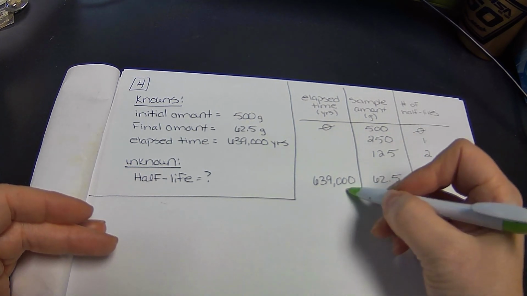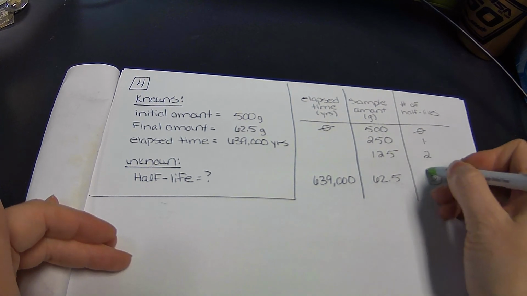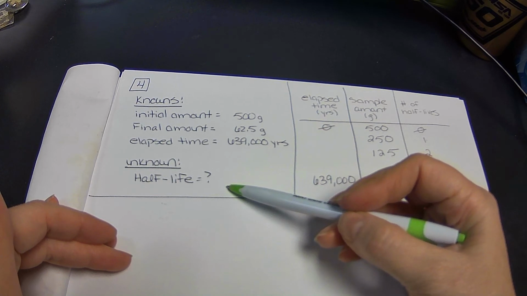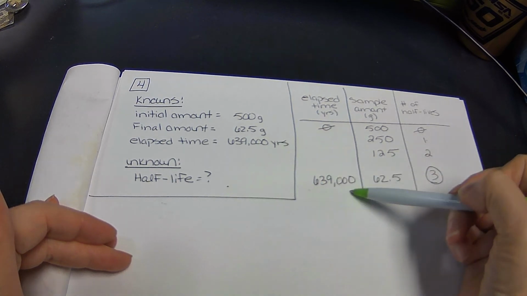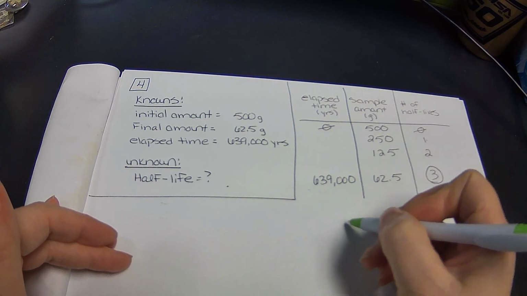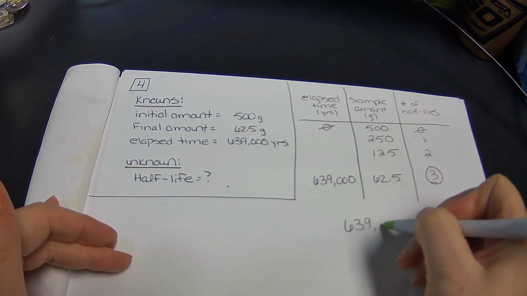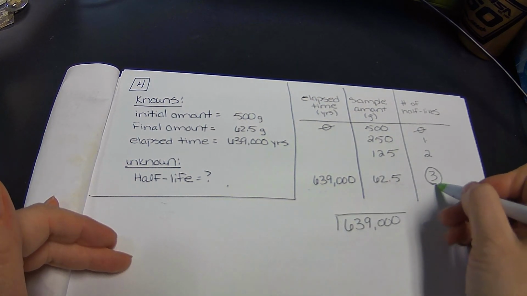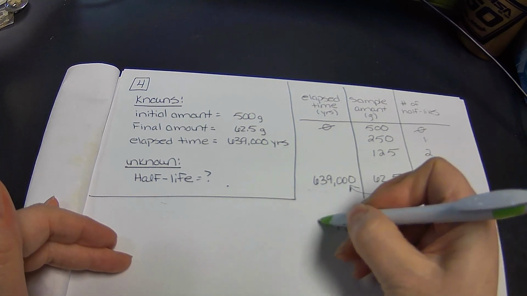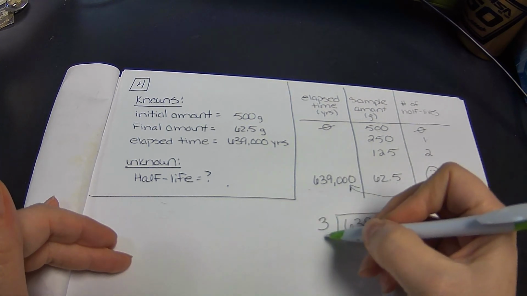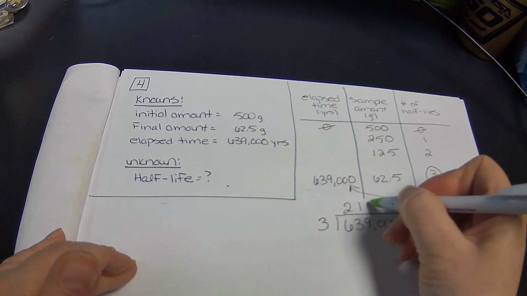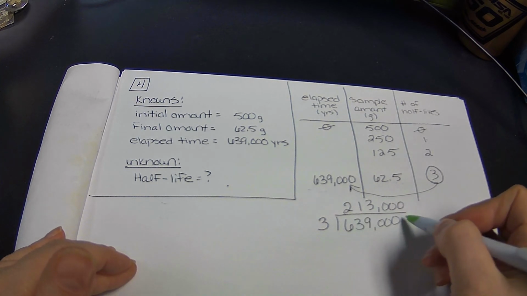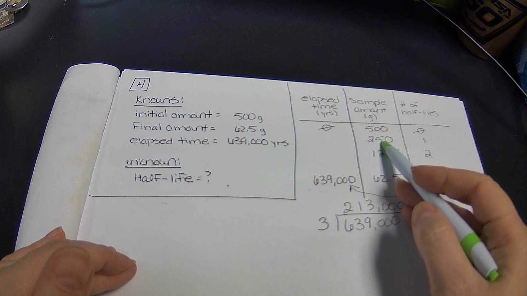And it took us 639,000 years. So why do we need that number? Because the half-life that we're looking for is how long does it take to half your sample. So take your total elapsed time, 639,000, and I'm going to go old school. Feel free to use your calculator. I'm going to divide that time by the number of half-lives. So 639,000 divided by 3 is going to give me 2, 1, 3, 3 zeros. So it's 213,000 years for this sample to have decayed.